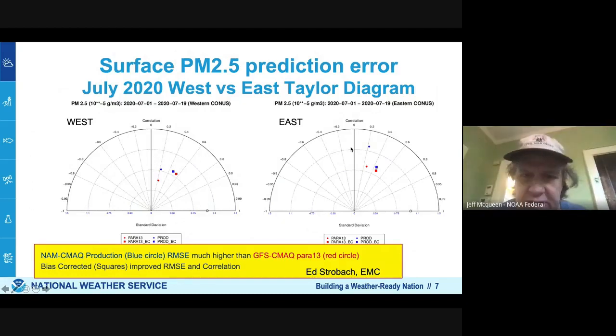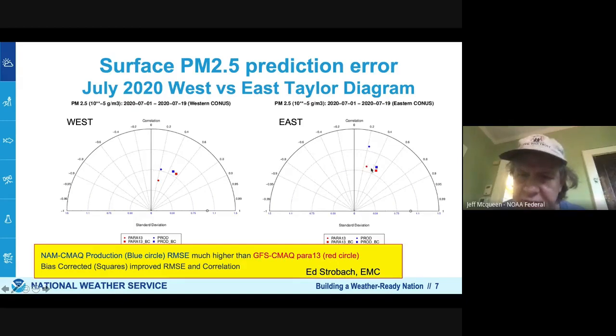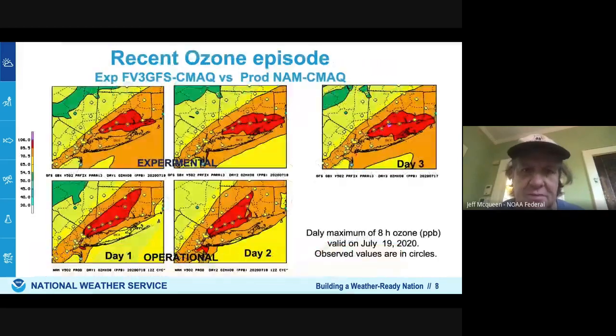In the Eastern U.S., we see a nice improvement in root mean square error. We see a nice improvement from the experimental. And the experimental model is using the GFS to drive it. So just using the GFS alone, the FV3 GFS has shown a nice improvement.